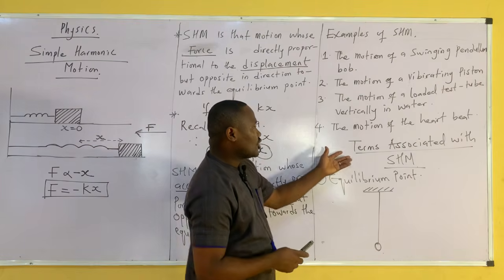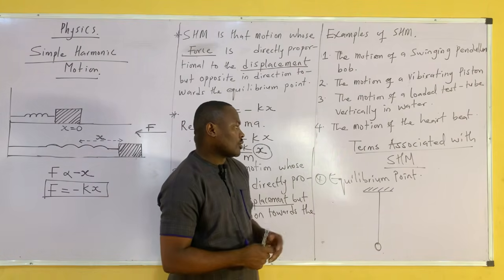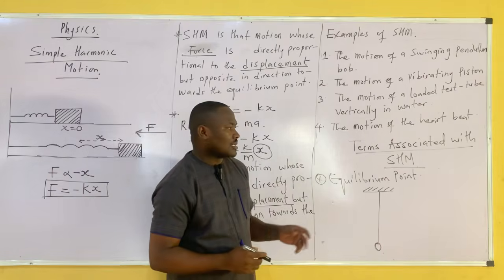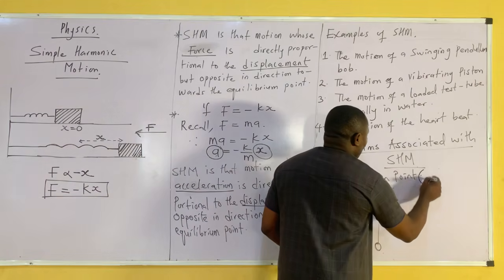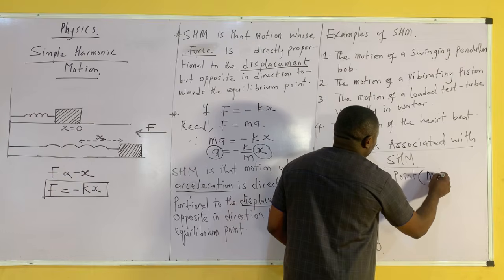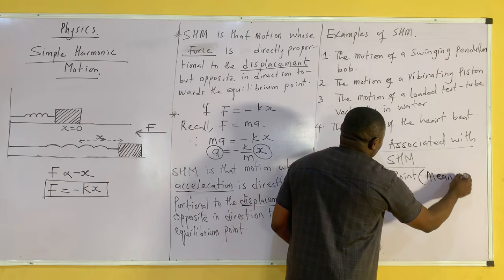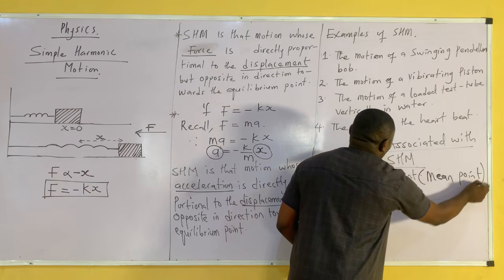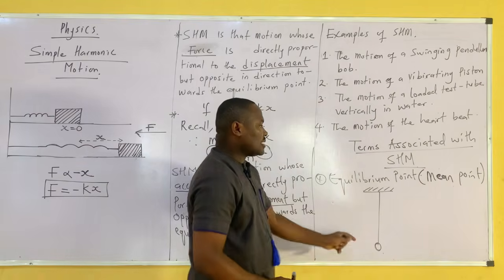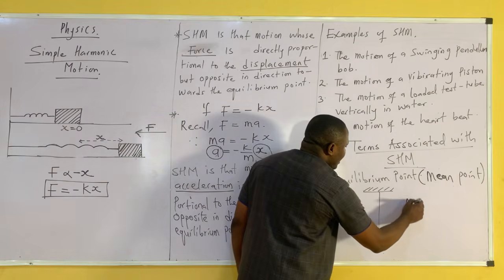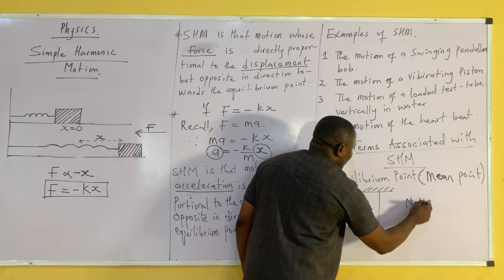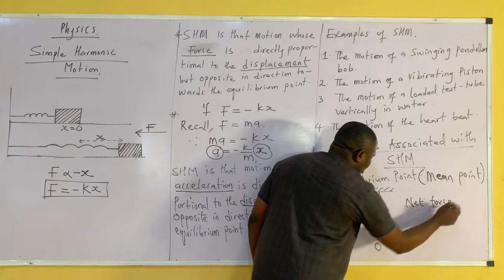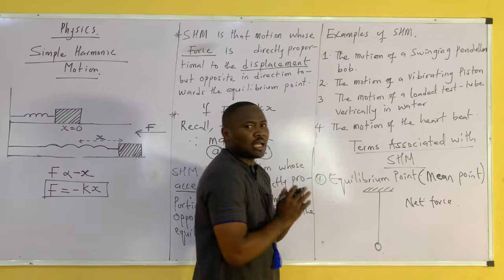Now we're looking at terms associated with simple harmonic motion. The first term we'll be looking at is the equilibrium point, also called the mean point. Now, what about this point? This is the point where there is no net force acting on the object. The object is at rest.